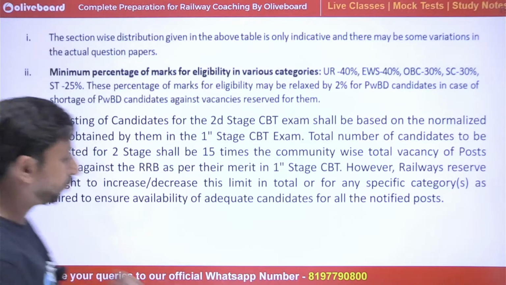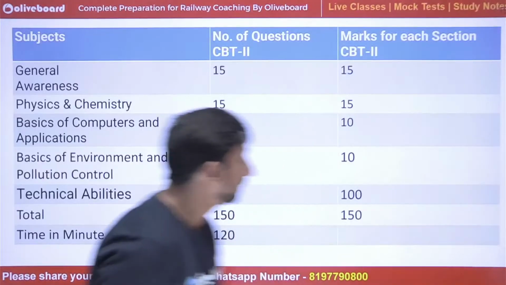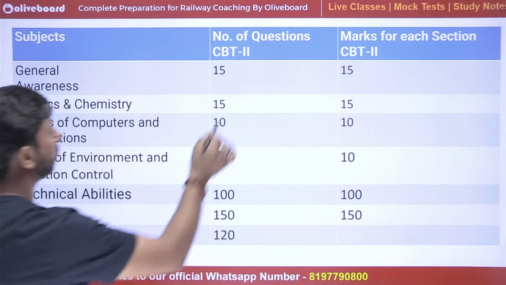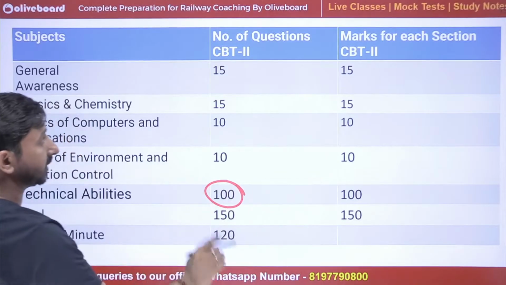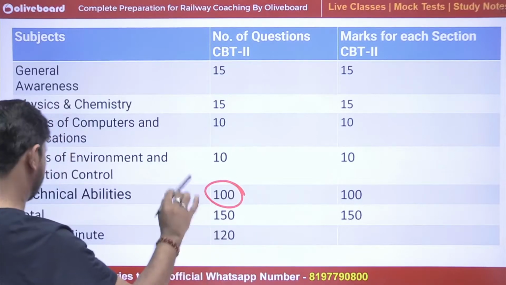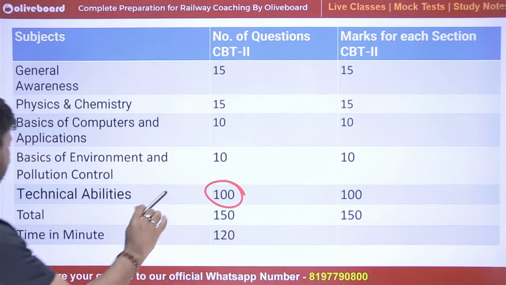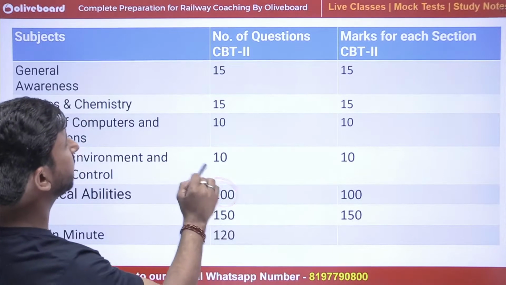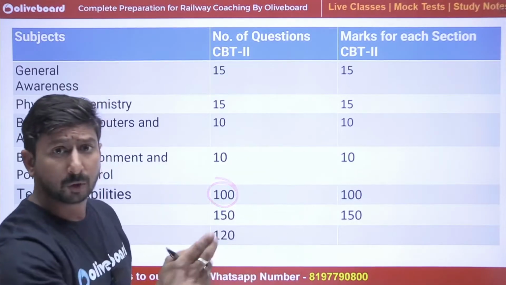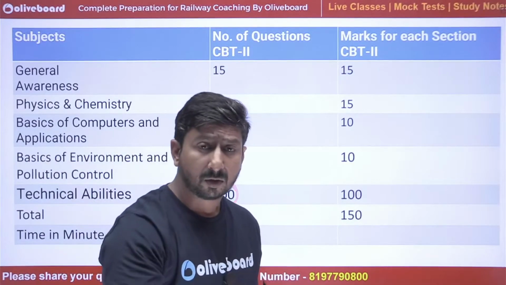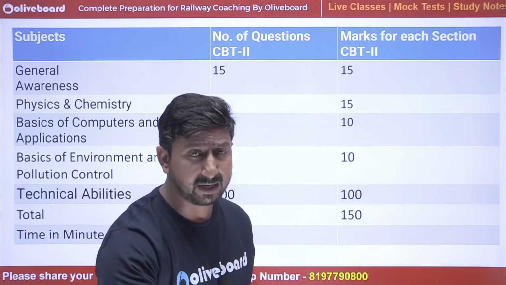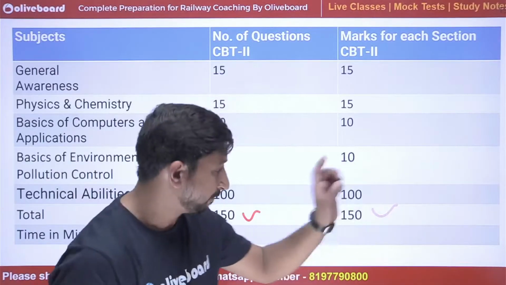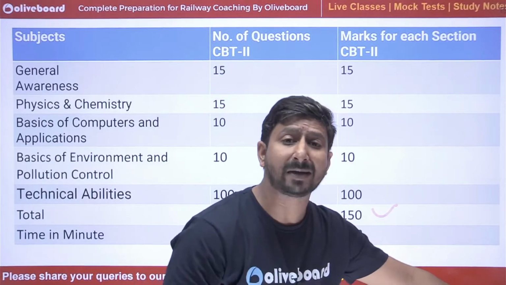Now, the important thing is the number of questions. The total for CBT 1 is 100 questions, so 100 marks. For CBT 2, marks will be calculated on the basis of the merit index, and there are 150 questions, so you are going to have 150 marks. Now, how is this merit index calculated?